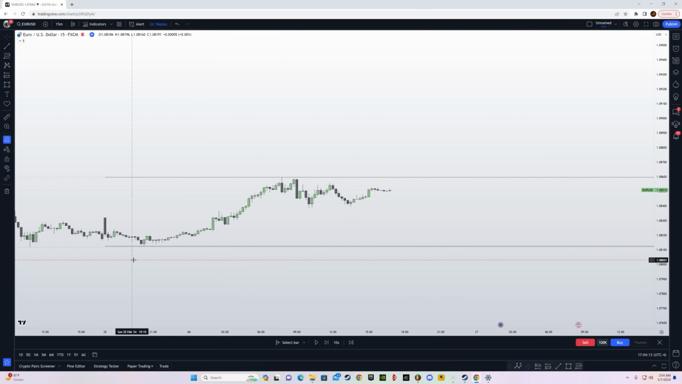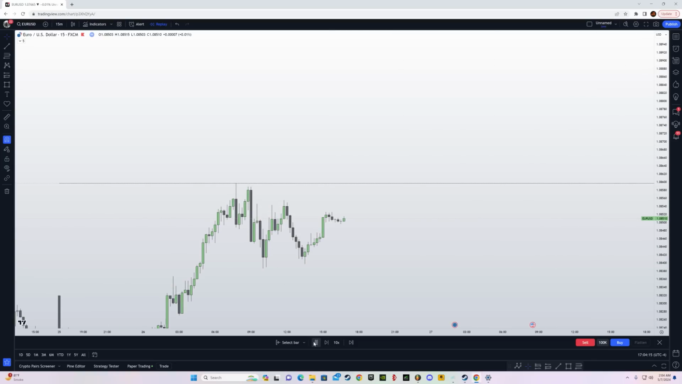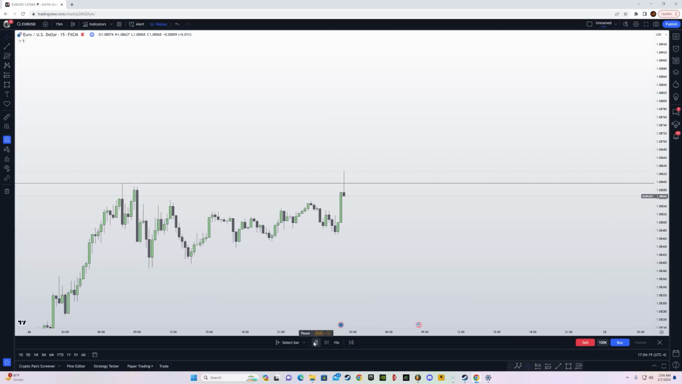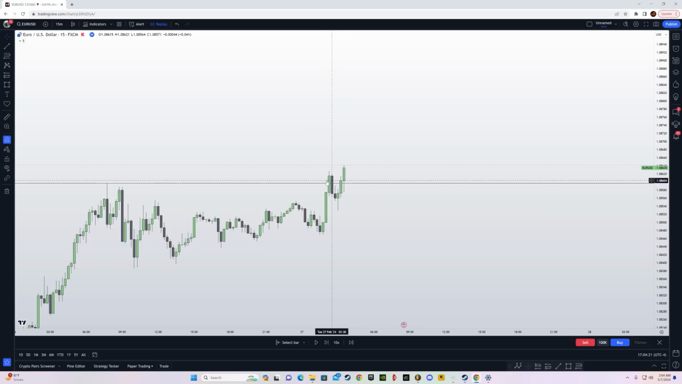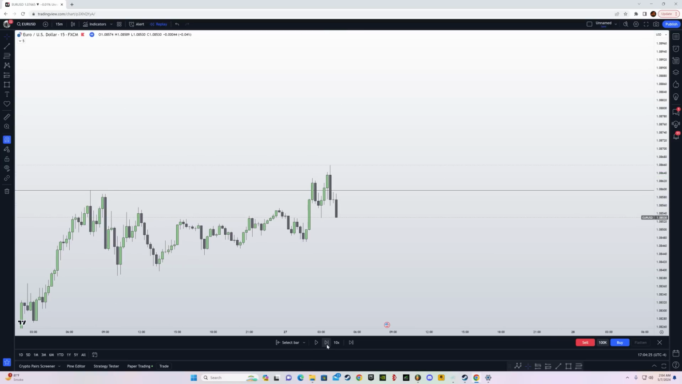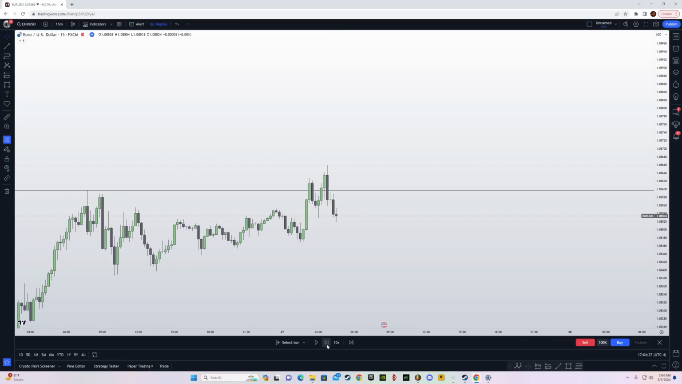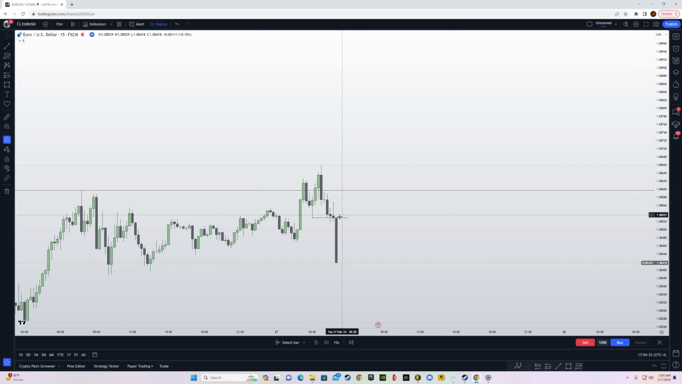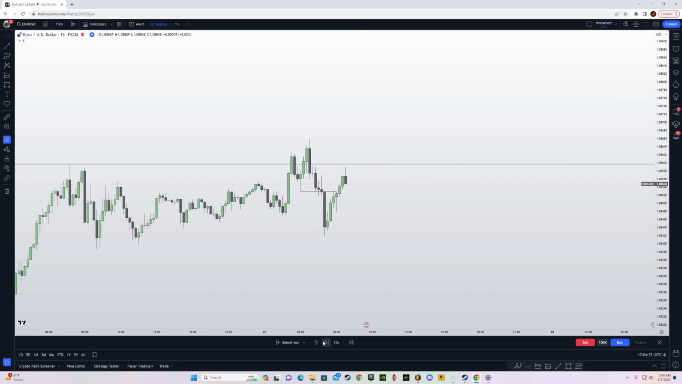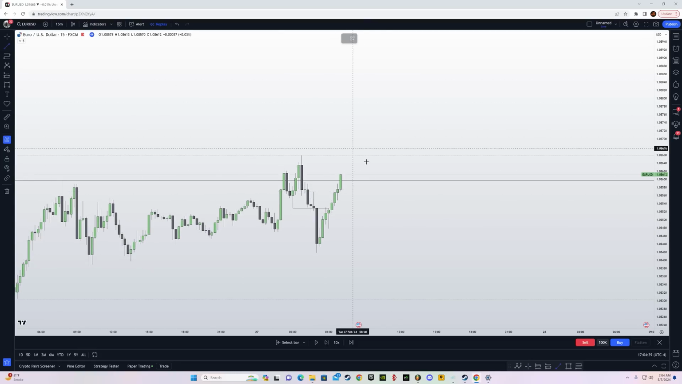So we have the Monday high, Monday low. And just around here, you can see that we took out the Monday high. So now we're going to wait for a market structure shift. We primarily want to see a body closure. And just around here, you can see that we have a beautiful trade. So I'm just going to show you how.